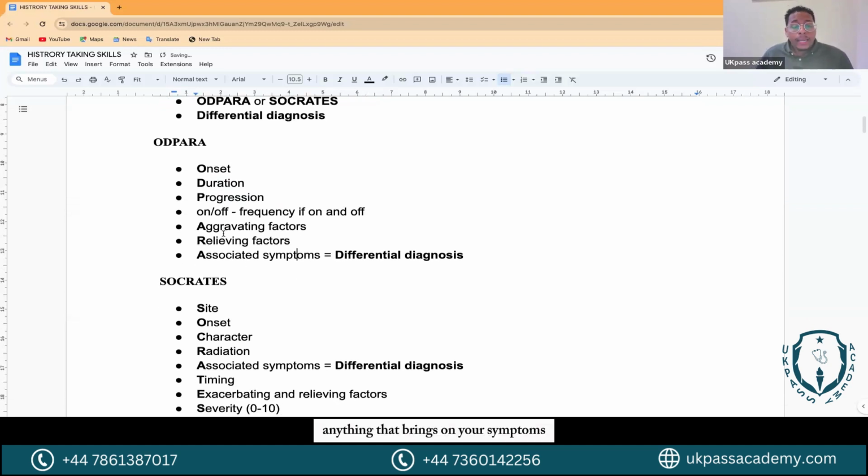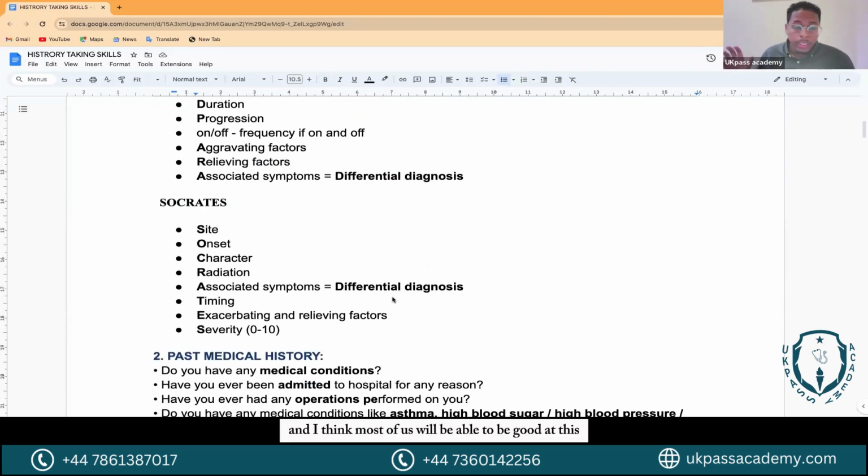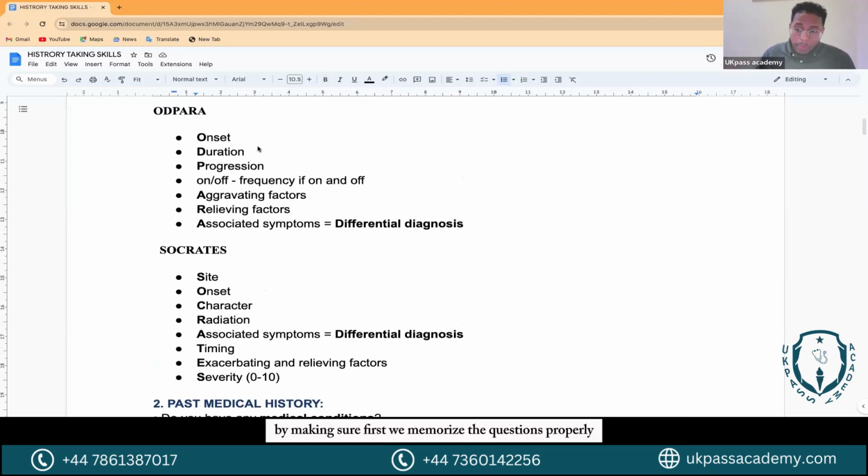Have you noticed anything that brings on your symptoms or anything that makes your symptoms worse? Have you noticed anything that makes your symptoms better? And now you start asking the differentials. So it's a very straightforward and thorough beginning to your presenting complaint. And I think most of us will be able to be good at this by making sure first we memorize the questions properly. They need to be fluid. They need to be fluent. You don't have time to be thinking about each of the questions. They have to come fast.